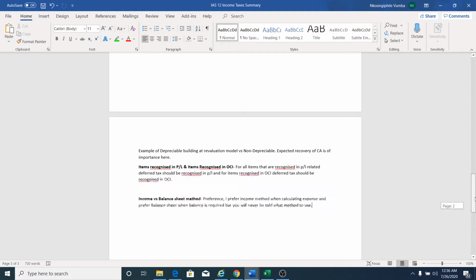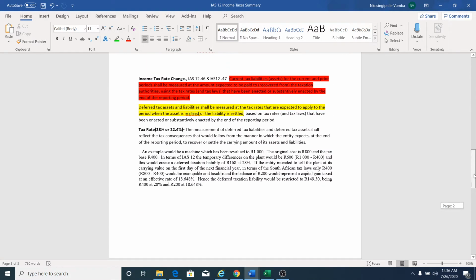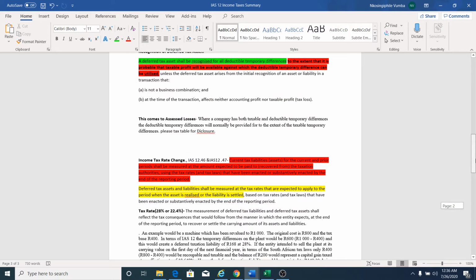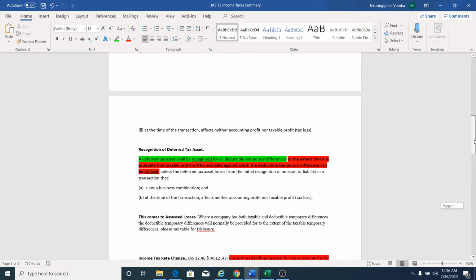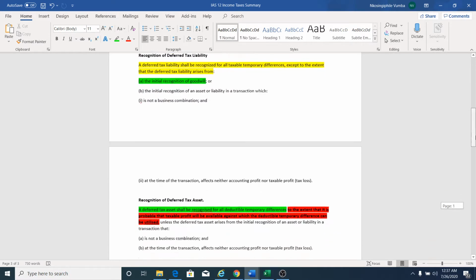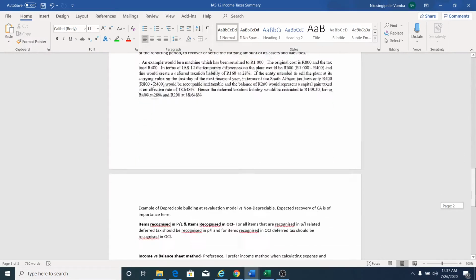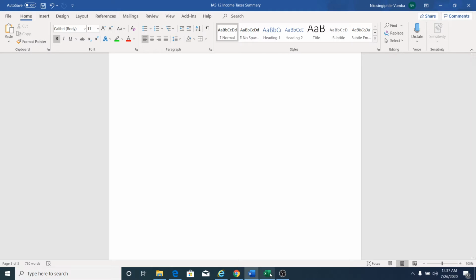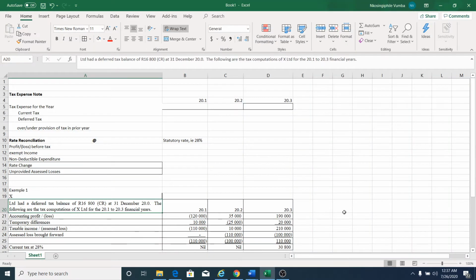So we've dealt with the tax rate, whether 28% or 22.4%, the income tax rate change, and the assessed losses, but not in detail, the recognition of deferred tax asset and deferred tax liability. We've dealt with the definitions. Now I want us to quickly look at items recognized in P&L versus items recognized in OCI, and then we also look at the income versus balance sheet method, and from then we can quickly move to the example that I have for you.